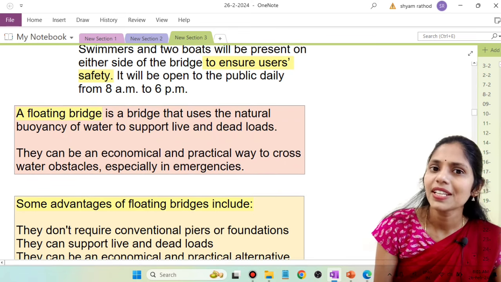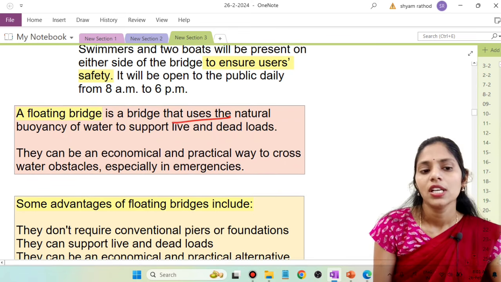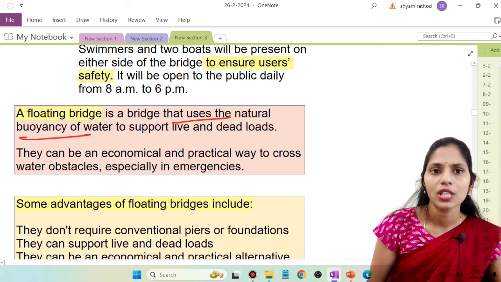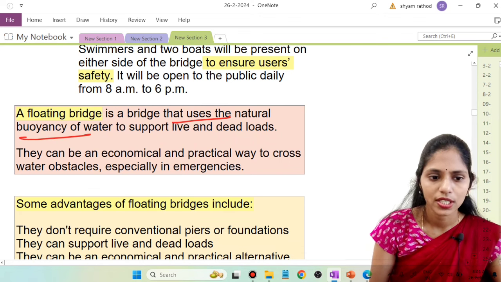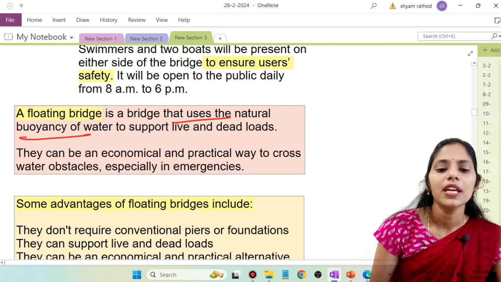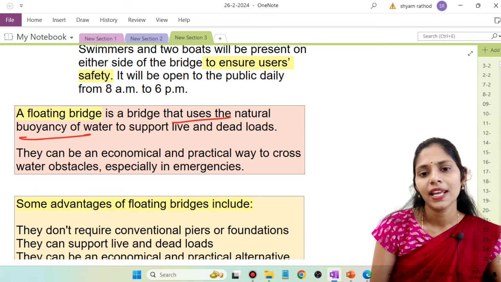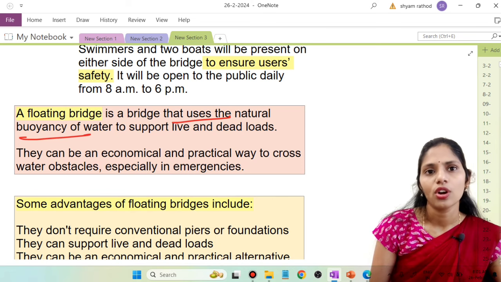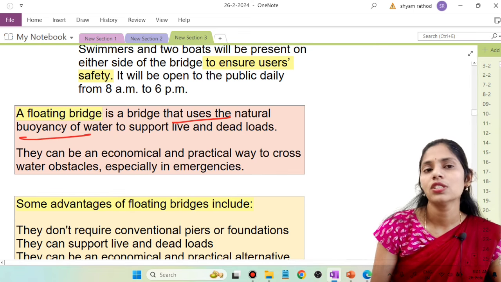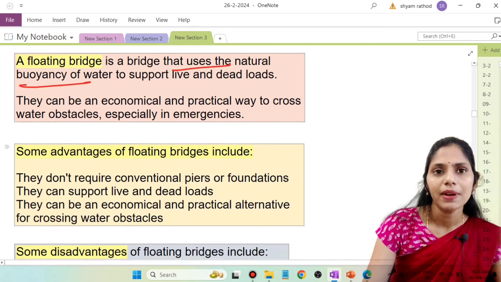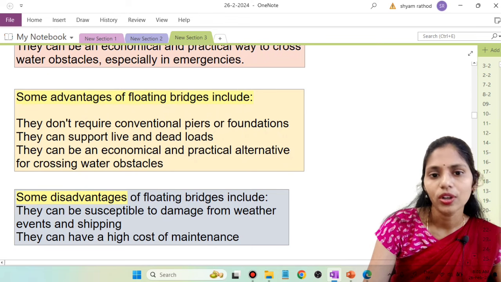This floating bridge uses the natural buoyancy of water to support live as well as dead loads. So they can be economical and also a practical way to cross water obstacles, and especially in emergencies we can use this floating bridge. There are some advantages of using this floating bridge.